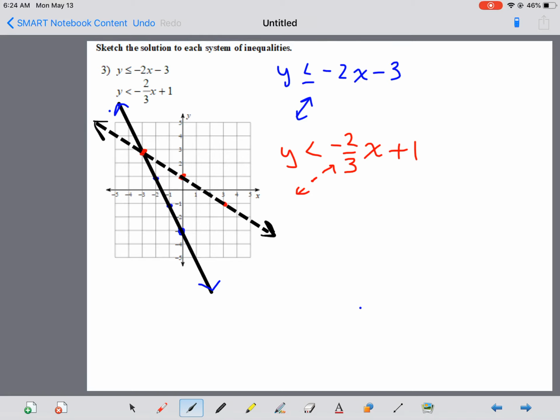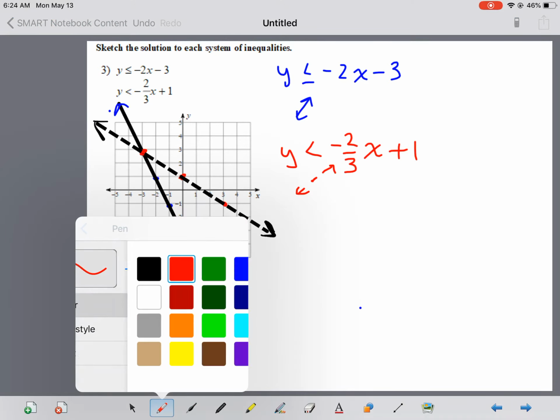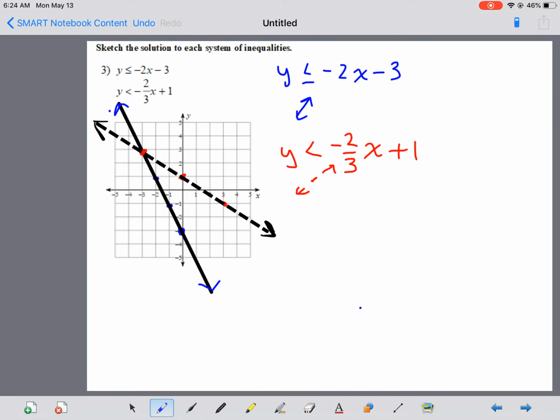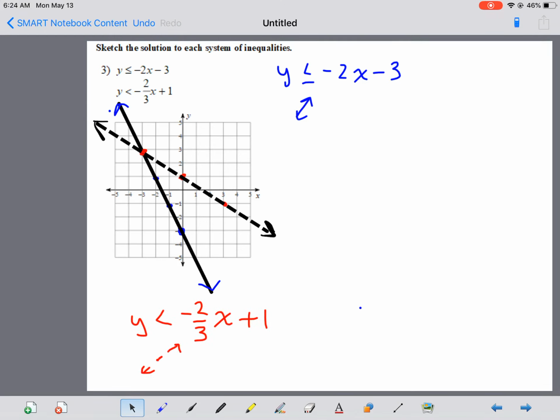Now we have to figure out where we are shading. So let's go back to our first inequality. We have to figure out from that blue line, are we shading to the right or to the left? We're going to do that by testing the point 0, 0 in the inequality.